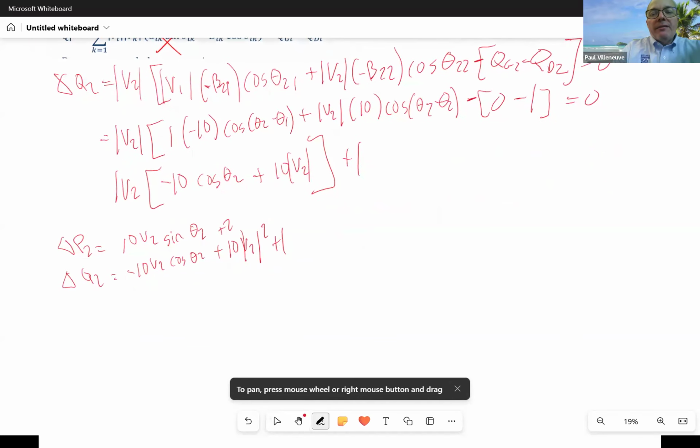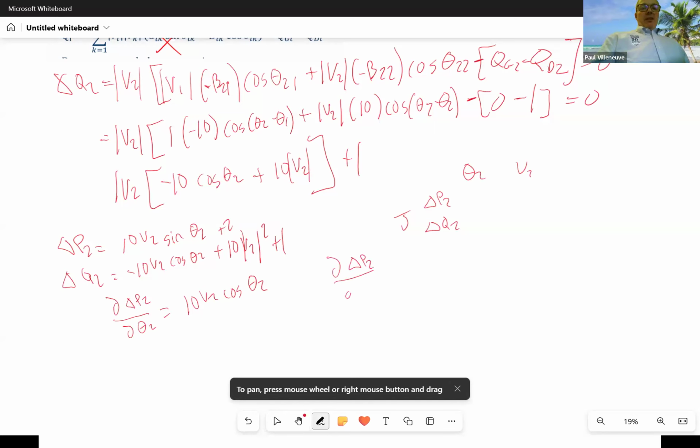Now I've got to do the Jacobian. So remember, this is my delta P2, delta Q2, theta 2, and V2. So I need the partial of delta P2 with respect to theta 2. Anybody need any help understanding how to do that? Everything is constant except for theta 2. So I end up with 10 V2 cosine of theta 2. That's that first power balance equation. My second power balance equation, delta P2, with respect to V2, is 10 sine theta 2.